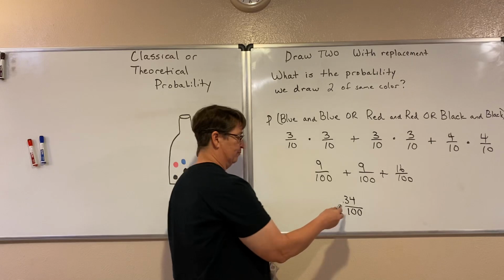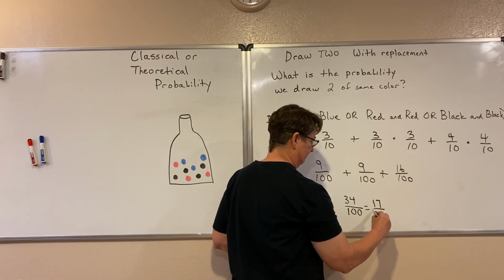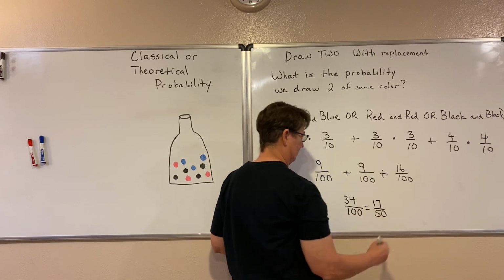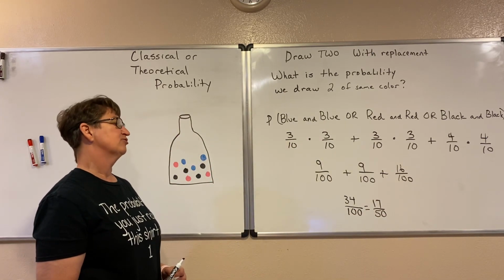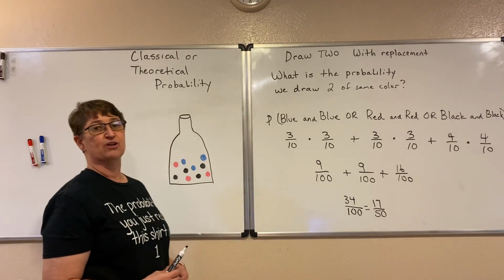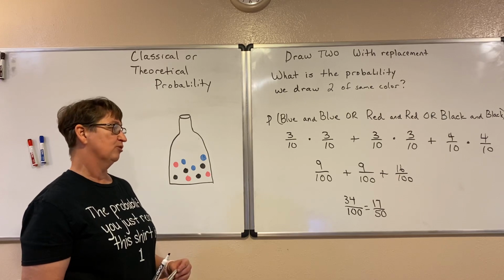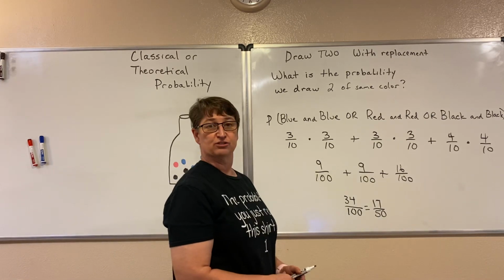So divide the top and the bottom by 2, and we get 17/50ths. So if we did this experiment 15 times, I would expect 15 different trials. I would expect 17 of those to have the same, 2 of the same color. All right, let's change it just a little bit.